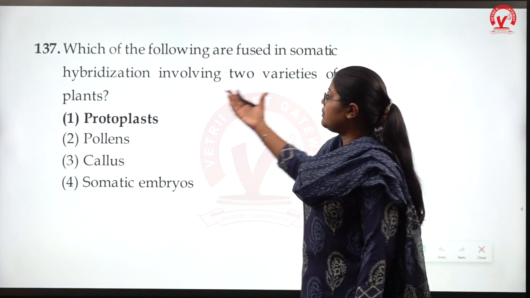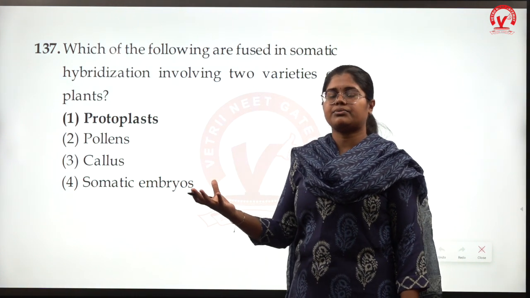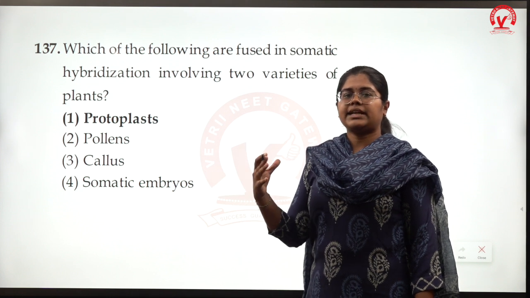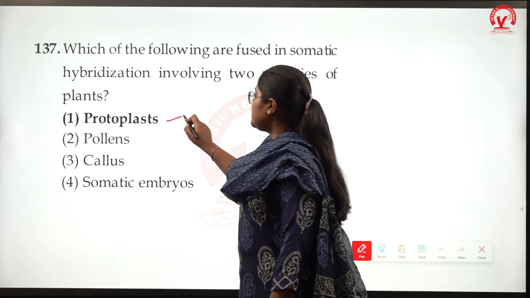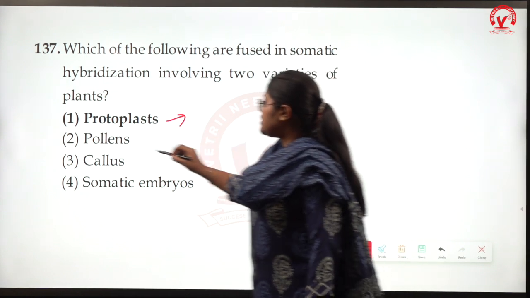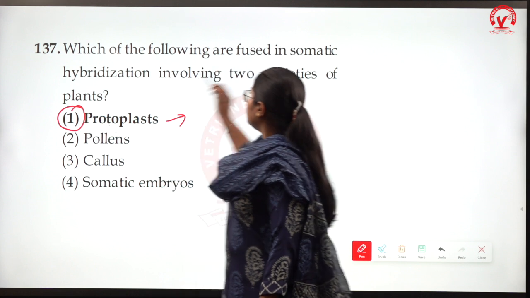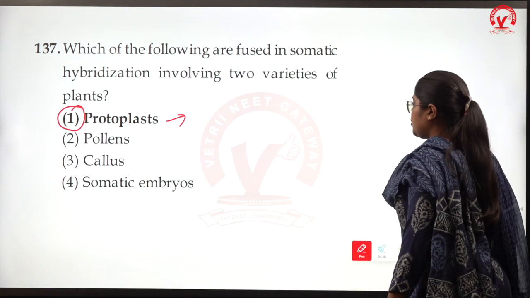So in somatic hybridization, from different varieties with desired characters, only the cell's protoplasm is taken. Protoplasm is cytoplasm with its content and nucleus, which are fused to get somatic hybridization. So protoplast is the correct option.